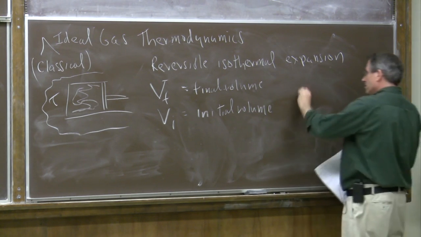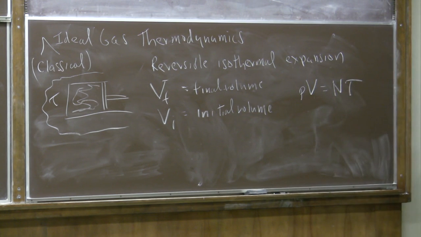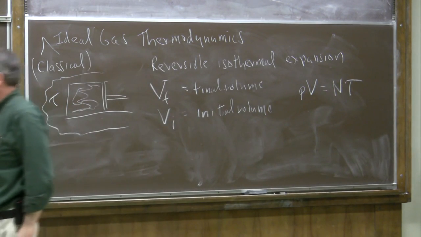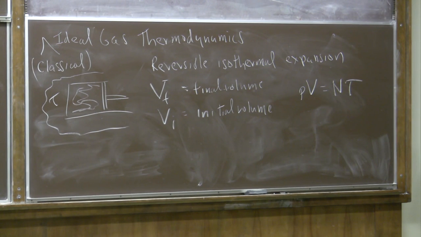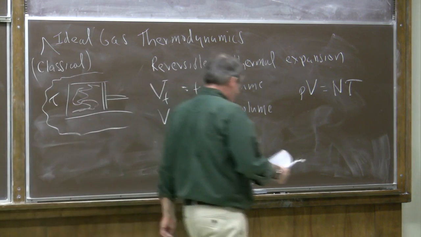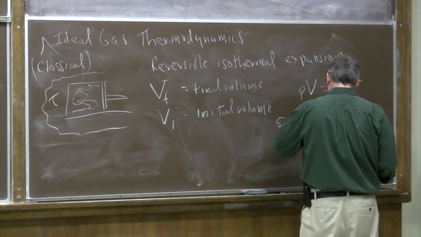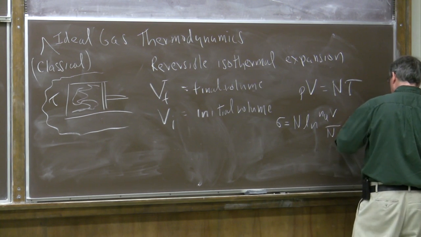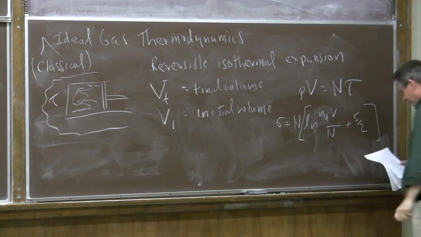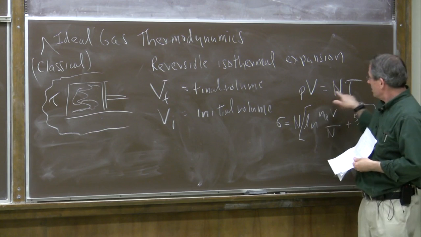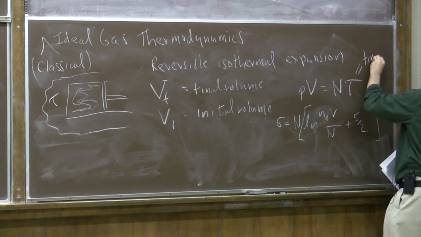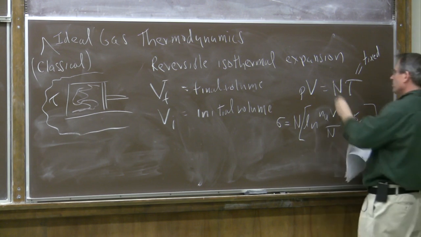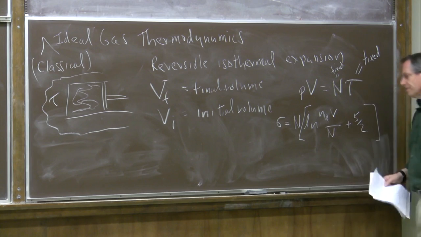It's an ideal gas. We know pressure times volume is equal to number of particles times temperature. We also know its entropy, which I think we already derived in an earlier lecture from the free energy. But I'll remind you that it's number of particles times log of quantum concentration times volume divided by number of particles, plus a number, which is 5/2, multiplying the n. Okay. So the temperature is going to be fixed because it's isothermal. The number of particles is fixed because I'm not letting any additional particles enter or be removed from the chamber.